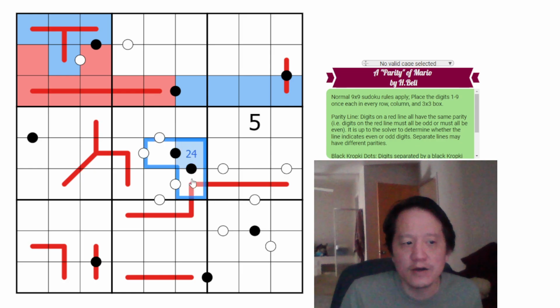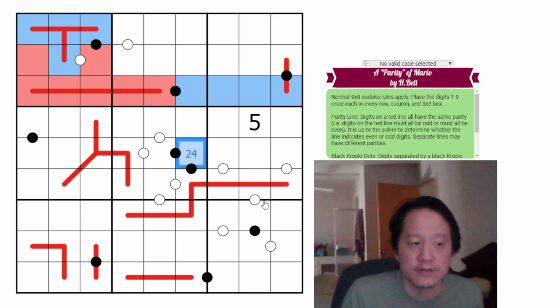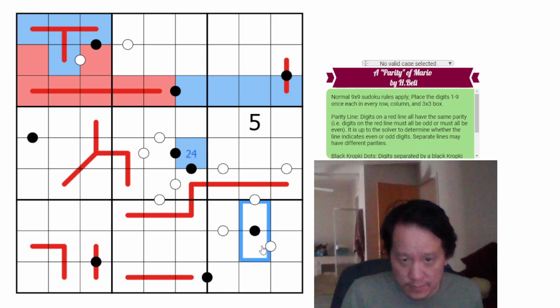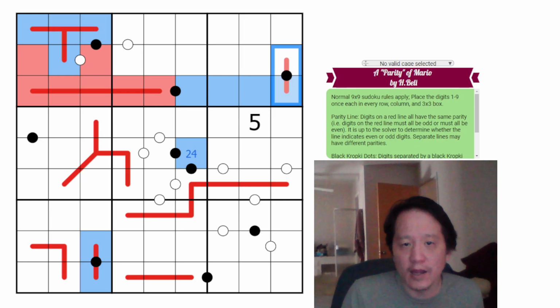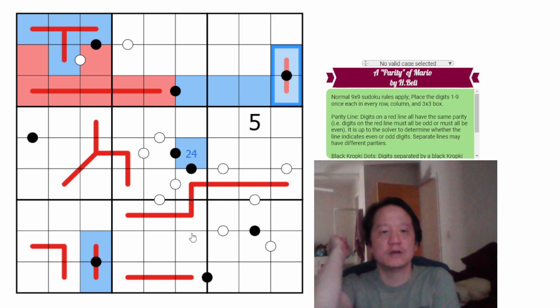Because anytime you have 3 unique digits in a row with 2 black Kropke dots in between, it has to be either 1, 2, 4 or 2, 4, 8. In either way, the center is 2 or 4. These are both the same. One of them is even, therefore they both are even. Same here. They have to be the same parity. One of them is even, therefore they both have to be the same parity.